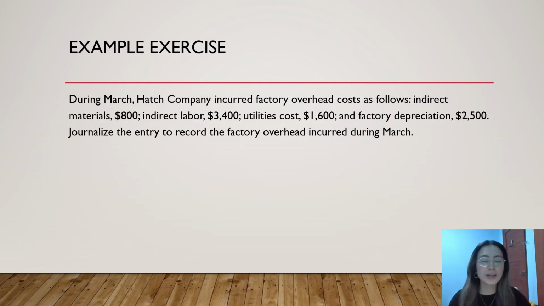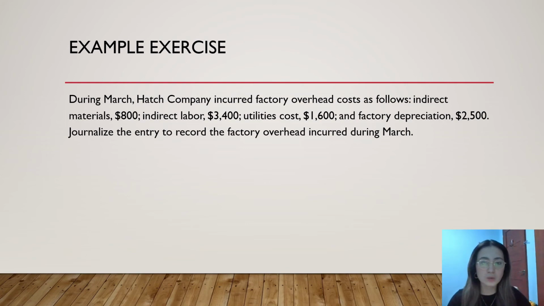So here's an example exercise. During March, Hatch Company incurred factory overhead costs as follows: indirect materials 800, indirect labor 3,400, utilities cost 1,600, and factory depreciation 2,500. Journalize the entry to record the factory overhead incurred during March.